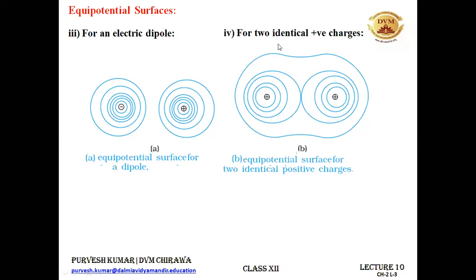This is the minus charge, this is the plus charge. And this is the equipotential surface for two identical positive charges. So you just have to keep in mind how these figures are drawn. You can see that the density of the circles in the case of the electric dipole is increased towards the force of attraction, because the negative and the positive charge attract each other. So the density is increased over here, and the spheres are a bit sparsely apart. But in this case, the spheres are sparsely apart over here, and they are increased in their density over here because it is having repulsive force.